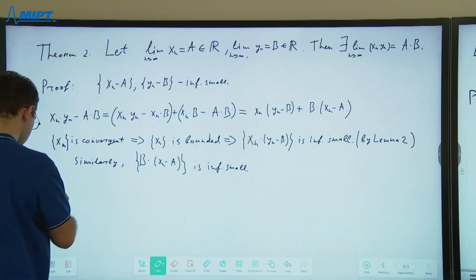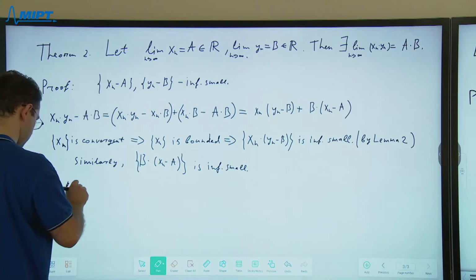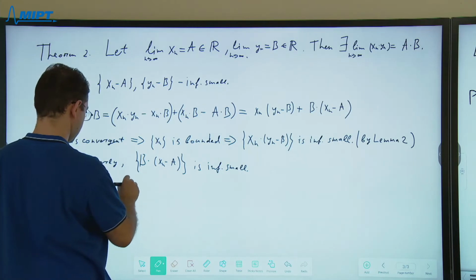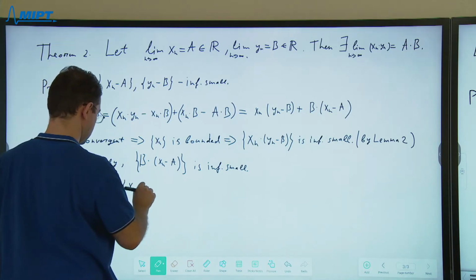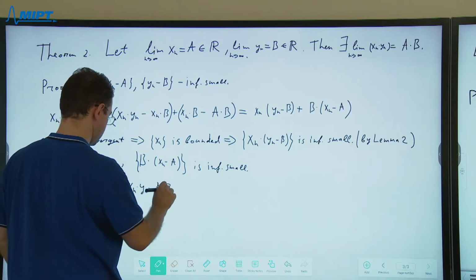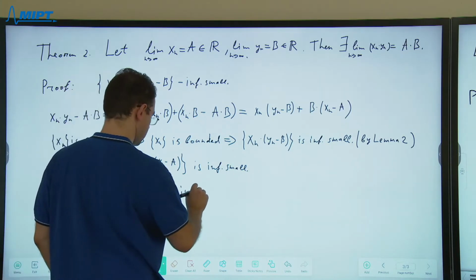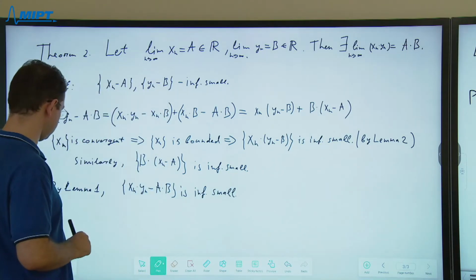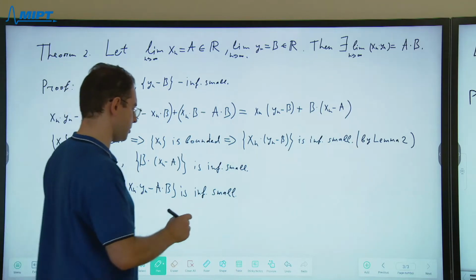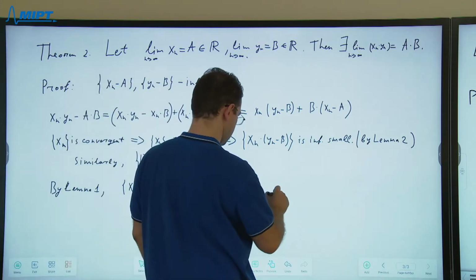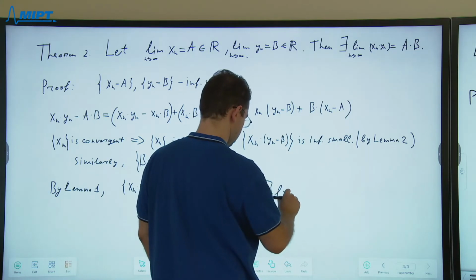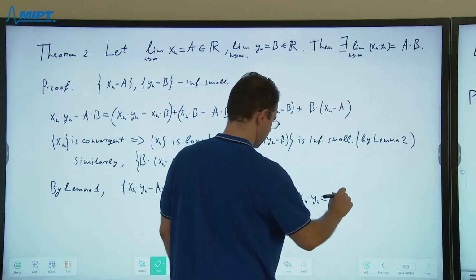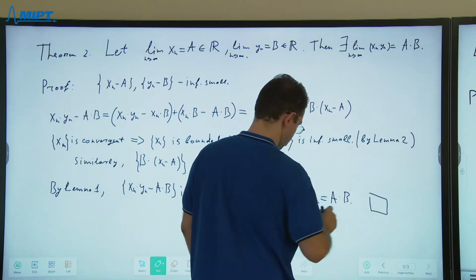Then by Lemma 1, xn times yn minus a times b is infinitely small. Hence, by note 1, there exists a limit of xn times yn equals a times b. End of proof.